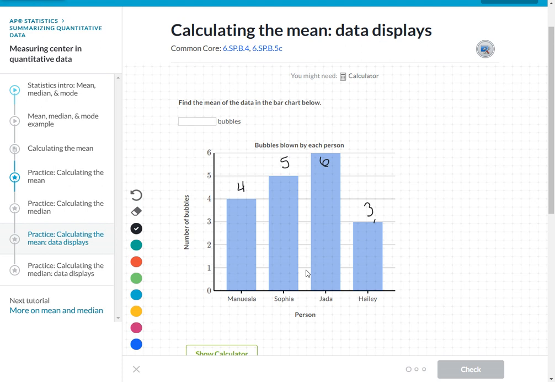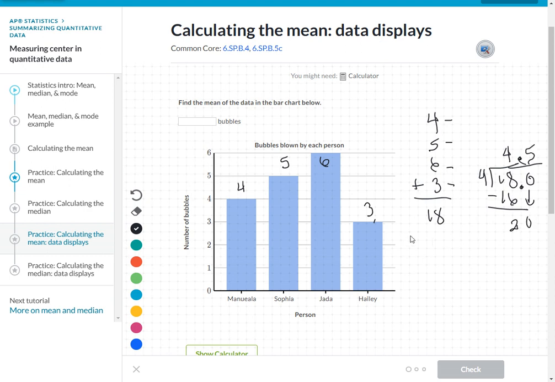So that's your data. To find the average number of bubbles blown, you just take 4 plus 5 plus 6 plus 3, add them all up. 4 plus 5 is 9, 9 plus 6 is 15, and 15 plus 3 is 18. Since there are 1, 2, 3, 4 data pieces, I need to take 18 and divide it by 4. 4 goes into 18 4 times, because 4 times 4 is 16. That leaves you with a difference of 2. You need a decimal here, so you put a decimal above it, so you can add a 0 and bring it down. That becomes 20. 4 goes into 20 5 times, so the average is 4.5 bubbles blown.